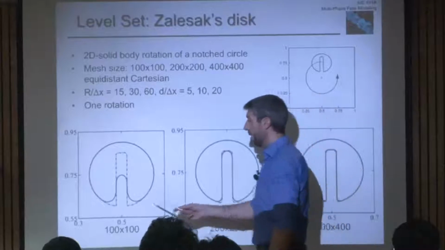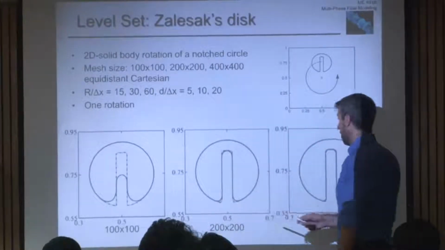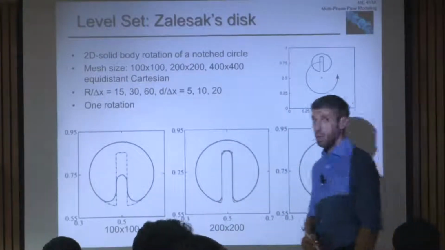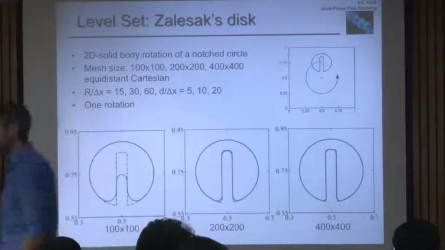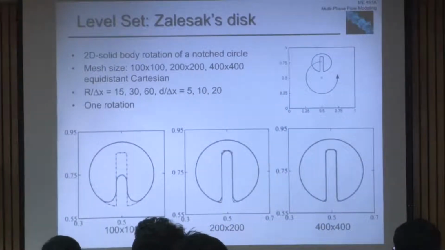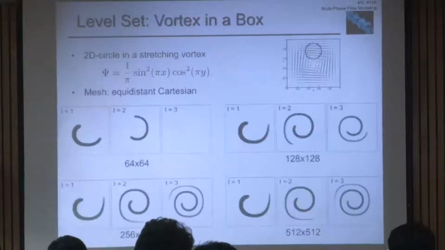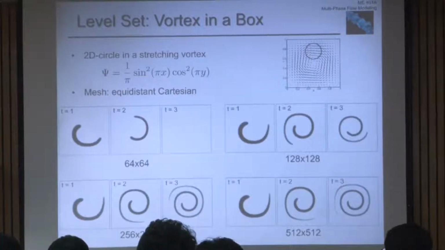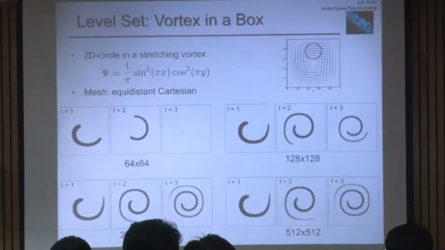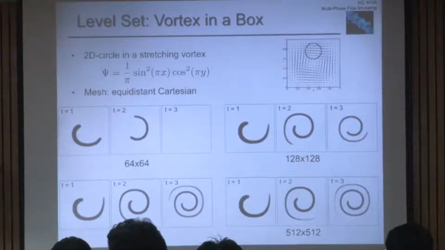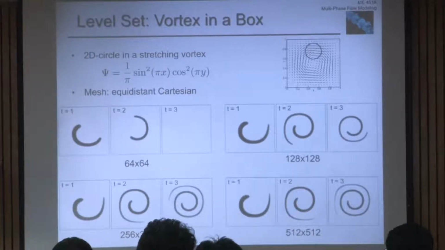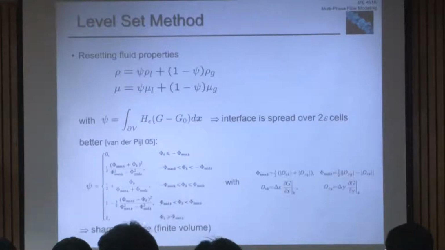But those are accurate methods. So if you continue refining the mesh, you get very, very good results very rapidly. So this is a method that has some very good capability for sure. This is our stretching problem. We looked at it already. I don't know if we need to spend much more time on that. You saw this already, so it works, but it loses the end of the ligaments because of lack of resolution. We've talked about that already.